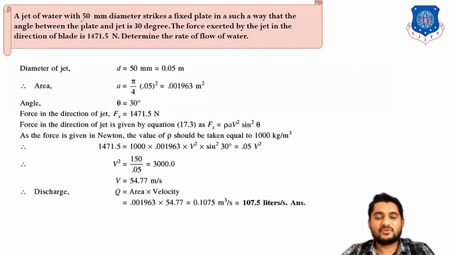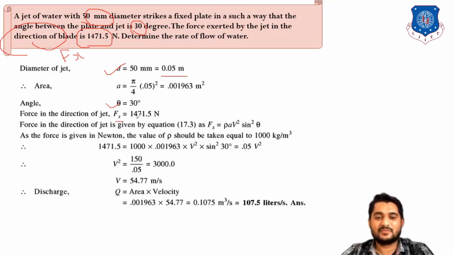A jet of water with 50 mm diameter. So diameter is 50 mm, so straight away divide by 1000, 0.05 meter. It strikes a fixed plate in such a way that the angle between plate and jet is 30 degree. So angle theta will be 30 degree. The force exerted by the jet in the direction of blade, that means they have given the value of Fx. So Fx is equal to 1471.5 Newton.